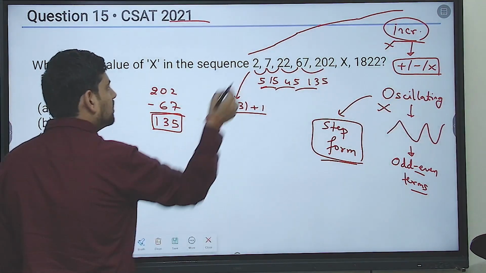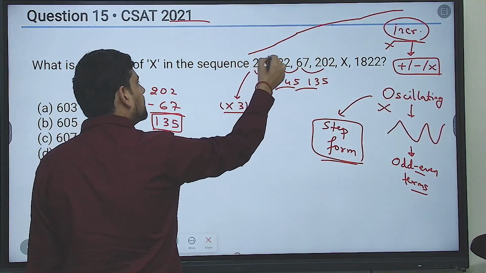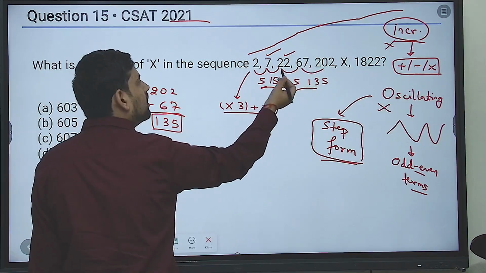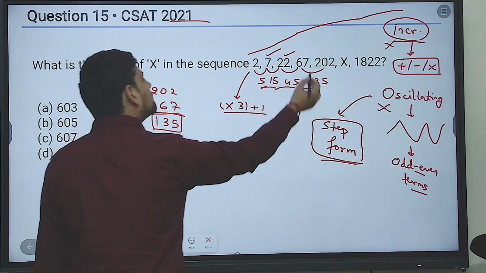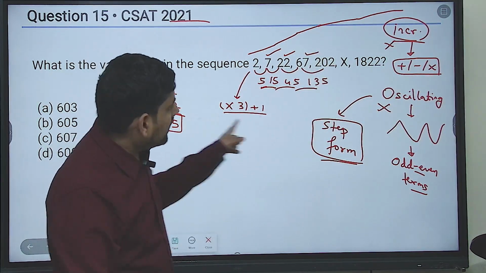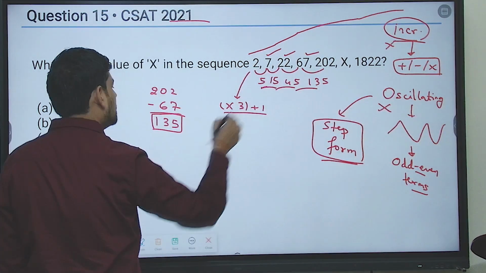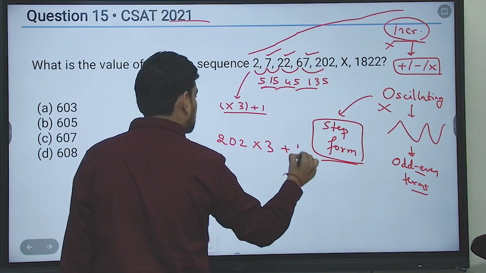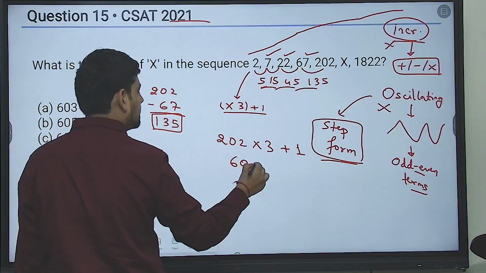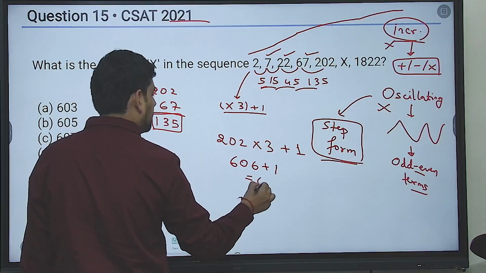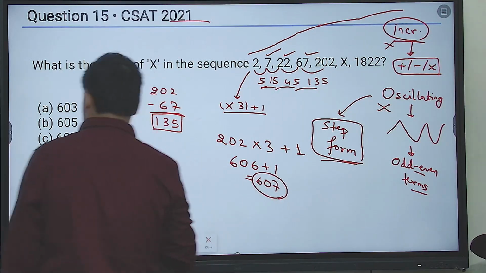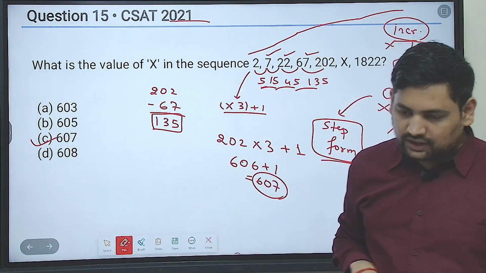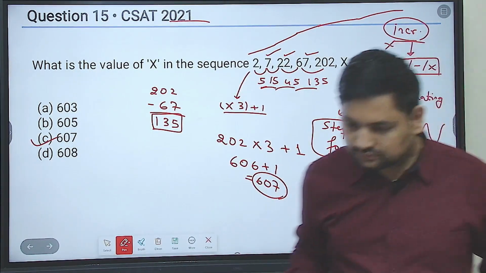See, first, 2 into 3 is 6, 6 plus 1 is 7, 7 into 3 is 21, 21 plus 1 is 22, 22 into 3 is 66, 66 plus 1 is 67. The series is actually into 3 plus 1. Now what is that term? That term is 202 into 3 plus 1. 202 into 3 is 606, 606 plus 1 is 607. So the answer becomes C, that is 607. Understood? Simple.